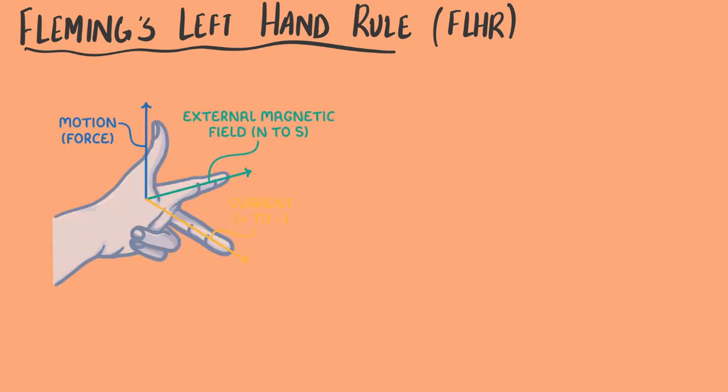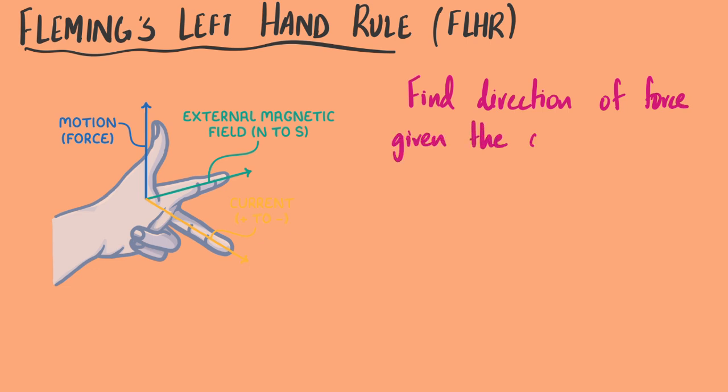So how the Fleming's left-hand rule works is this, that first of all, why do you use this? And some people do confuse this with Fleming's right-hand rule, which is also going to come up later. This is basically used to find the direction of the force given the current and the magnetic field.